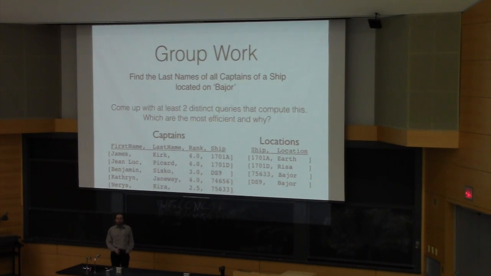Did anyone else come up with a third? Yeah? Selection of all the ships where location is equal to Bajor. Okay, so start with the same here. Okay, so equi-join with captains? Yes, locations and captains. Okay, so that you could replace with an equi-join, C dot ship equals L dot ship. Okay, could replace that. Like I said, those are the two big ones.